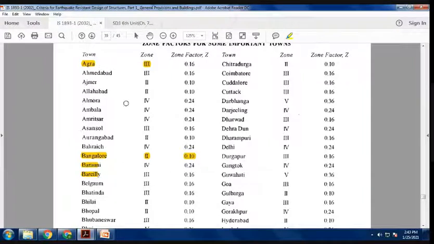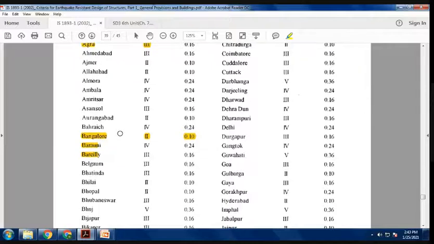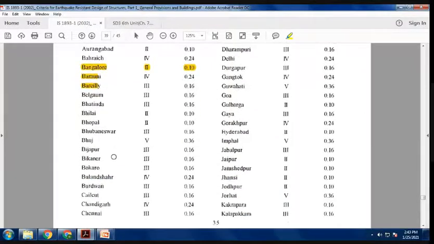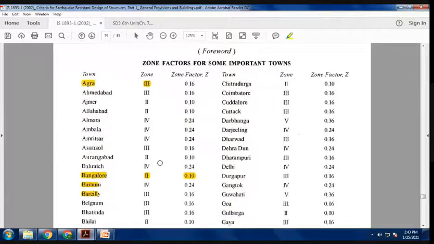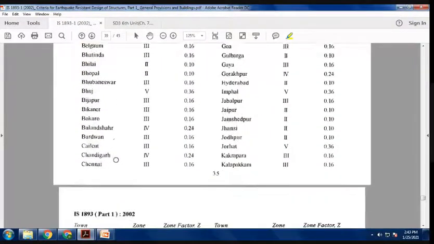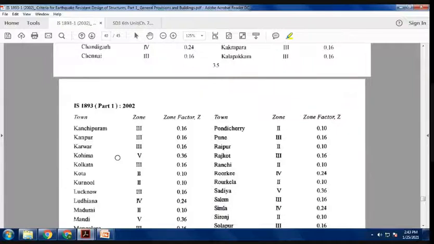Just remember, either you can go through the maps or at the last of your code book, where they have given the zones or cities which are falling in which zone, either in zone 2, zone 3, zone 4 or zone 5. And in the example it says to analyze a tall rise building which is situated in Pune. Okay, means from the table you should come to know that Pune is falling in zone 3 and its zone factor is 0.16.